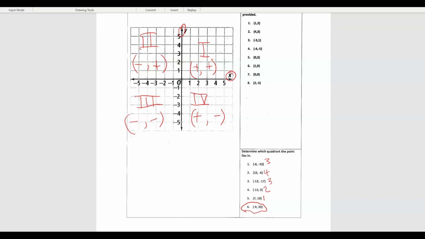Okay, so hopefully you looked at this and saw that you're going to go to the left 9 and then you're going to go up 20. You should have said that that puts you in quadrant 2. And finally, the last thing I want to be able to do is actually plot the points. So this very first point here at 1, 3, we go to the right 1 and then we go up 3. So that would live here in quadrant 1.